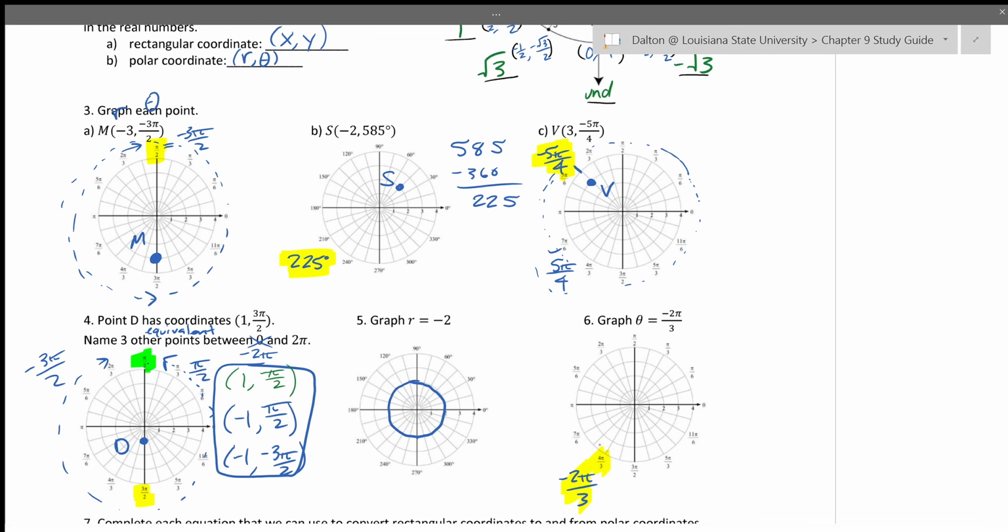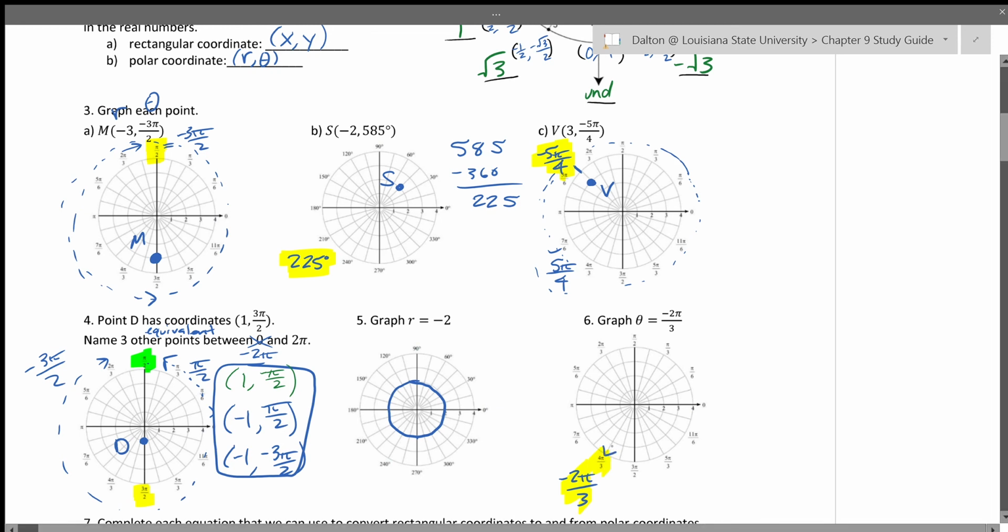And when we do that, we're actually going to end up with a line that goes through the pole and all the way to the opposite side. So anytime you graph r equals something, think of that as the radius of a circle, and it's just how big your circle is. Anytime you have theta equals something, you're actually going to end up with a line.